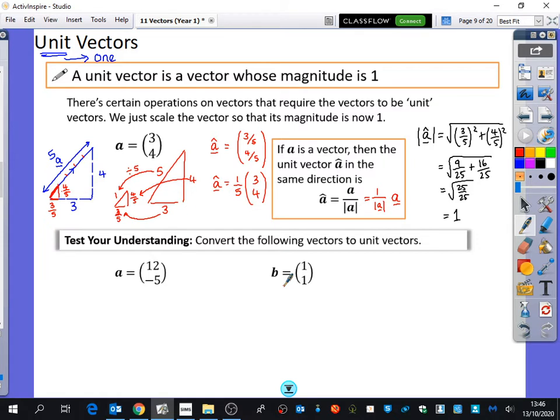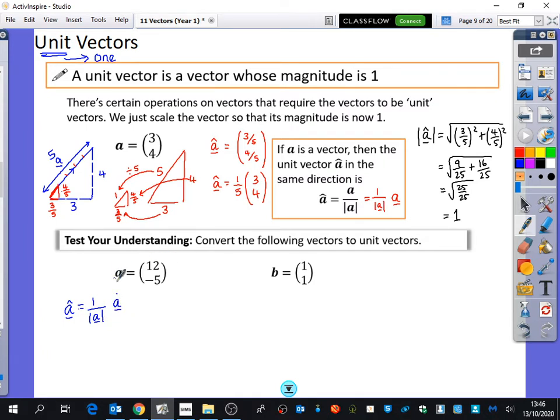Okay, you haven't quite had a go at them. We'll just talk about these two as we go. So I'm going to try and do this without drawing the diagram to begin with. I'm just going to use this version of the formula: the unit vector A is going to be 1 divided by the magnitude of it, multiplied by the vector that we've got.